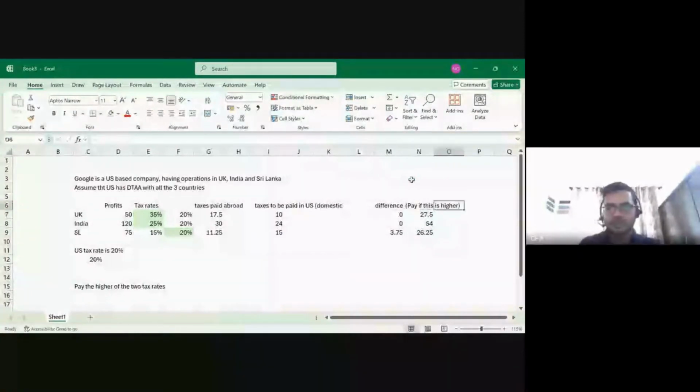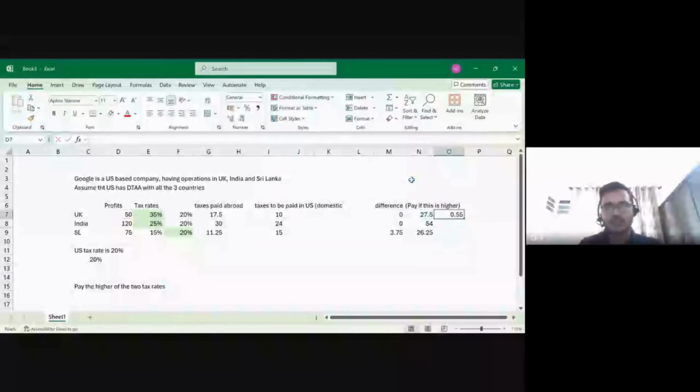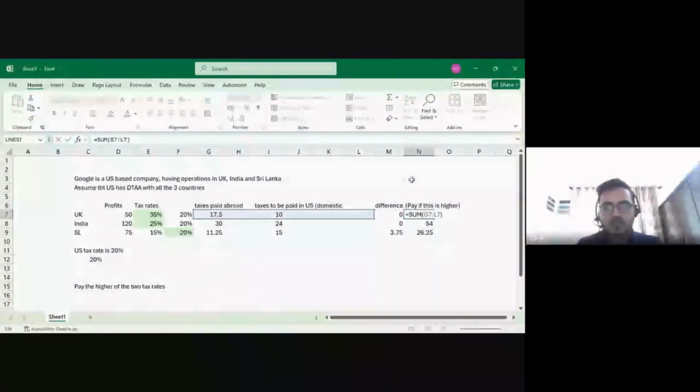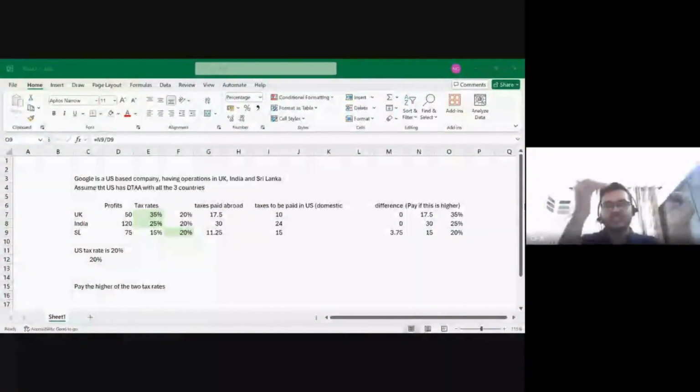And now if I calculate the rate of tax, of course, I'm doing the same thing again. You will come to the same rate. So if you see, the tax rate will always come to the same number, which is 35, 25, and 20. It's just that it is bifurcated into two.